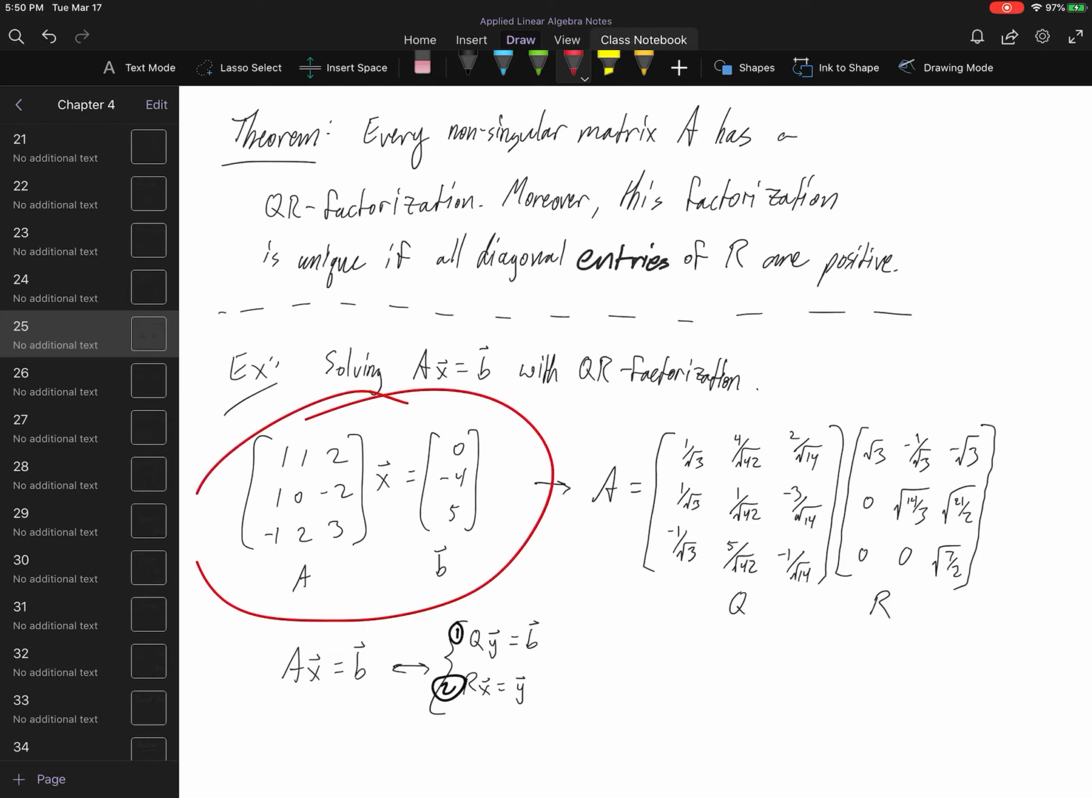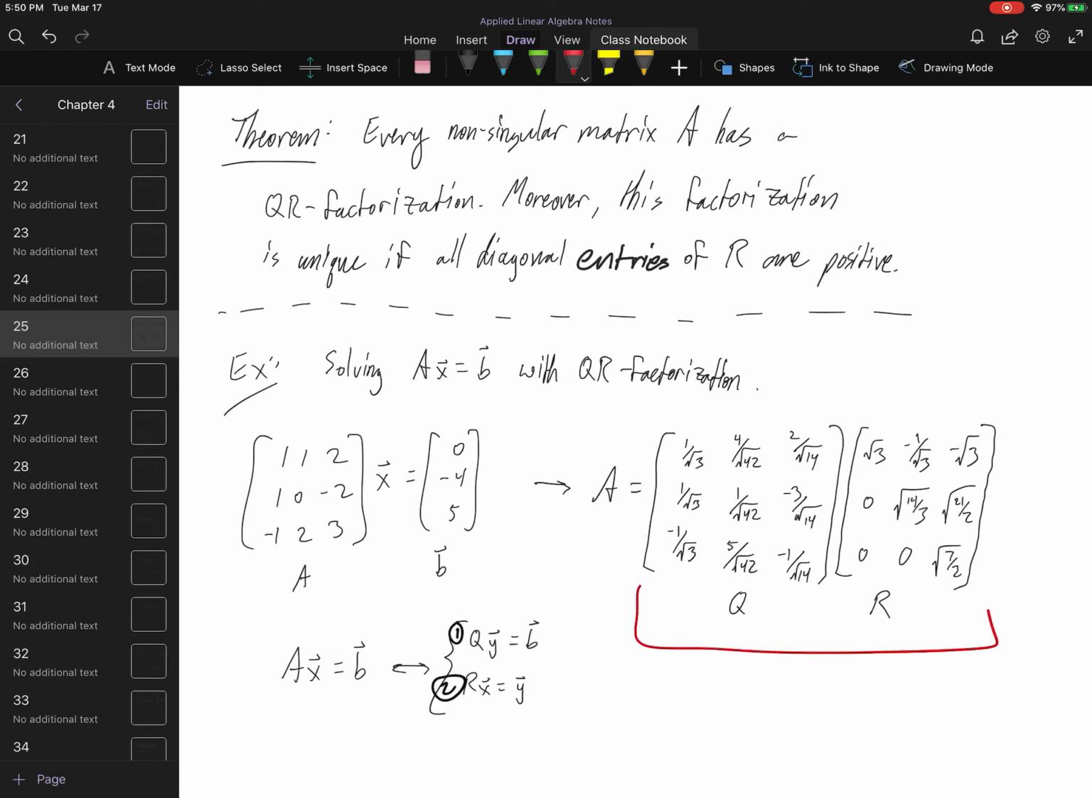Now we're going to use that QR factorization. We're going to do a specific example here. Just for the sake of an example, I'm going to say that we're dealing with this linear system, AX equals B. We can solve this via a QR factorization. What we're going to do is break up A into its QR factorization. All of these entries on the diagonal are positive, therefore this is a unique QR decomposition.